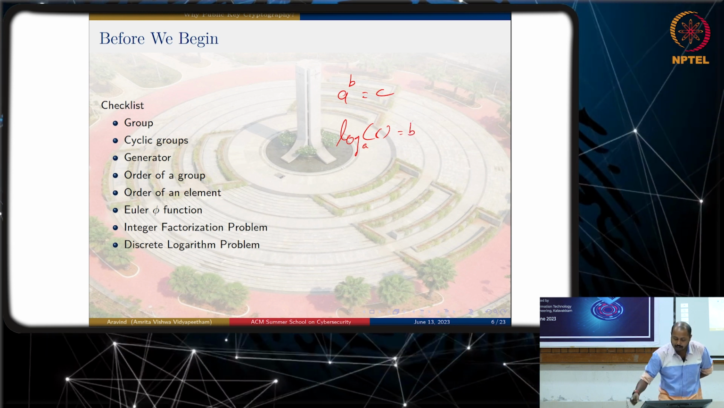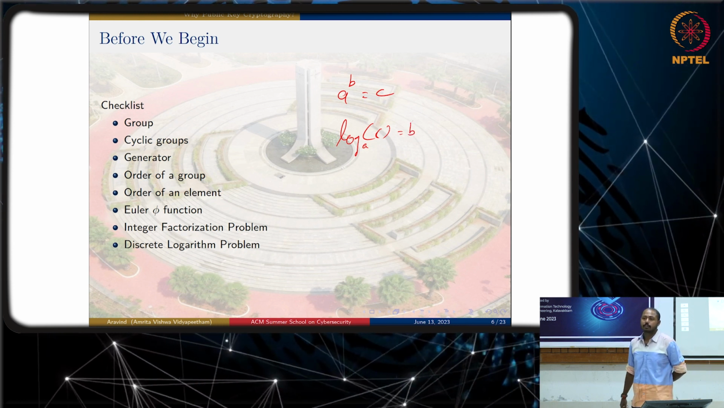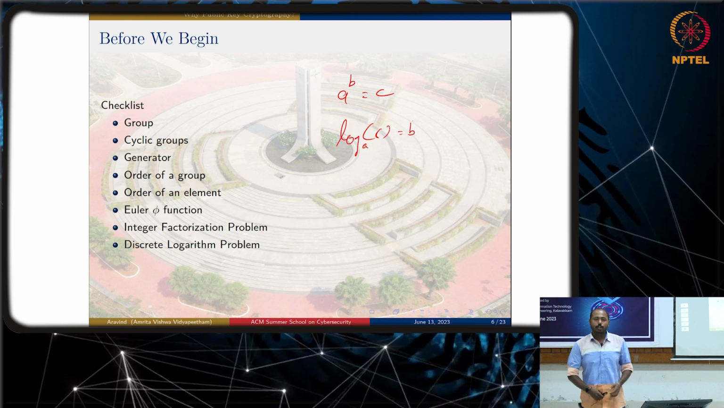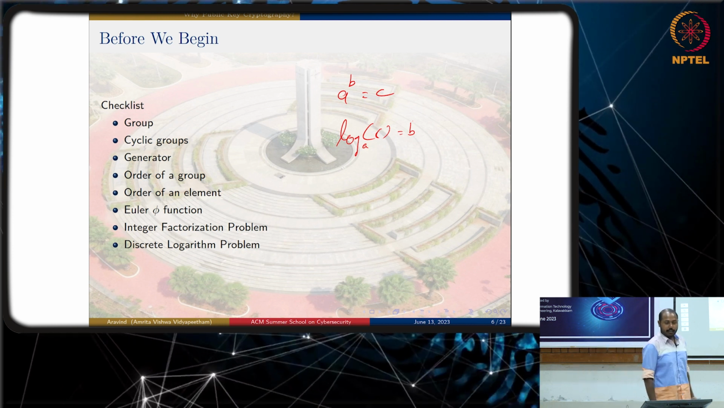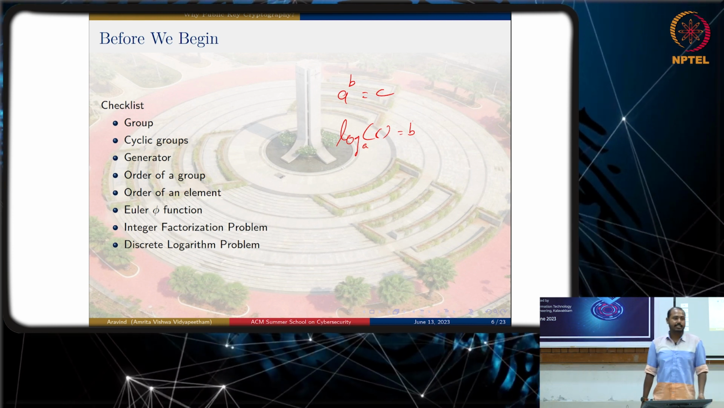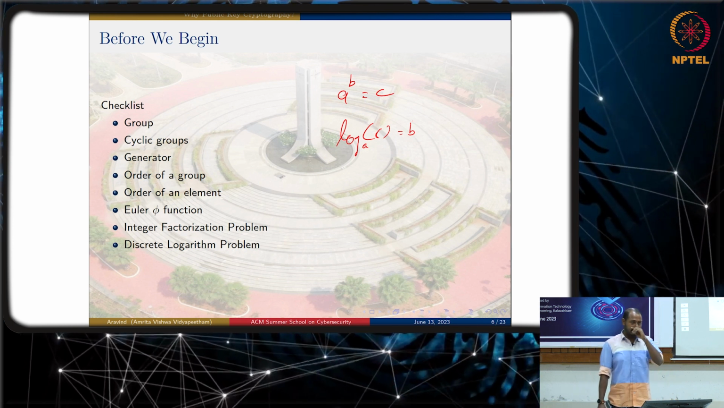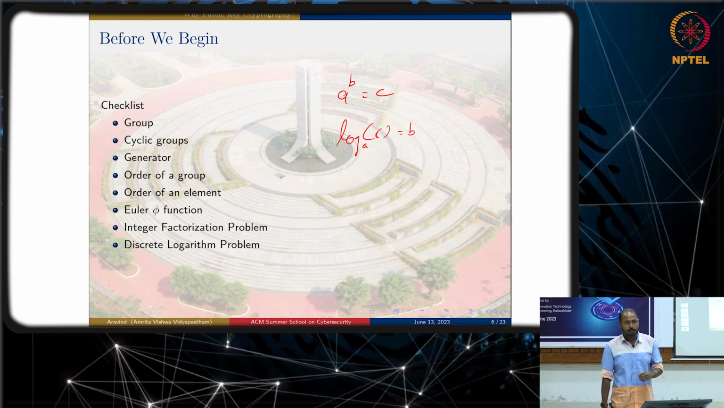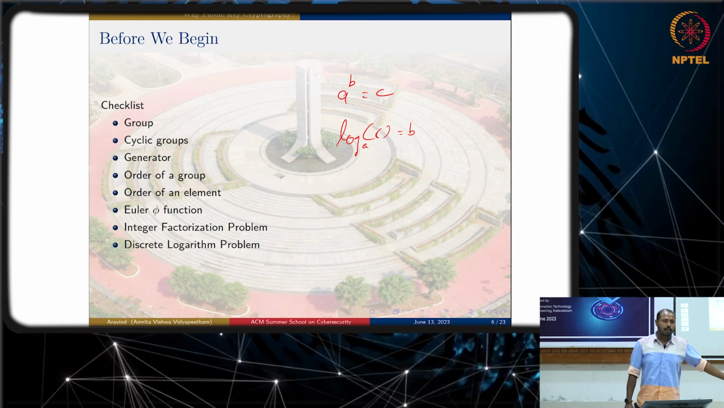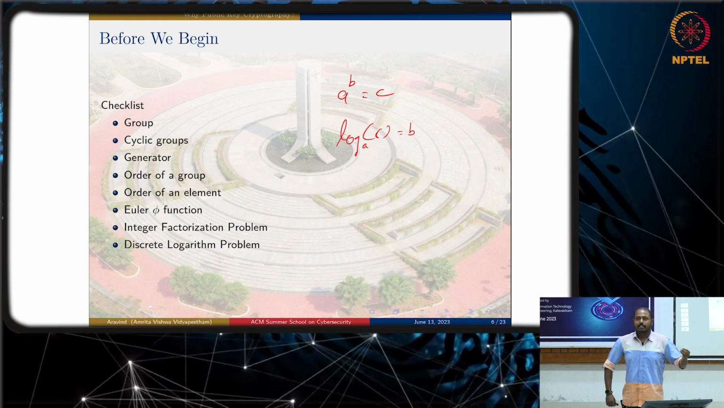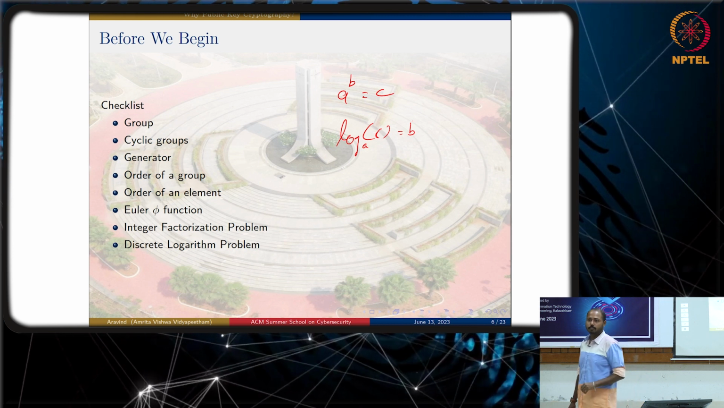So physically, what does that mean? Technically, it's finding which power of a gives me c. So log c to the base a means which power of the base gives me c. Is this a difficult problem?